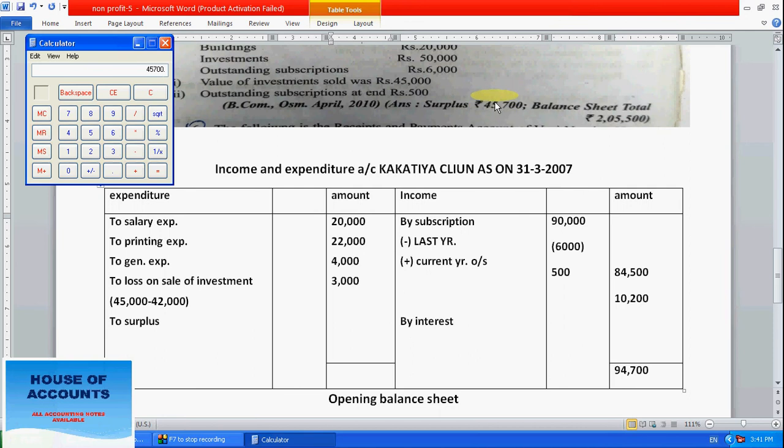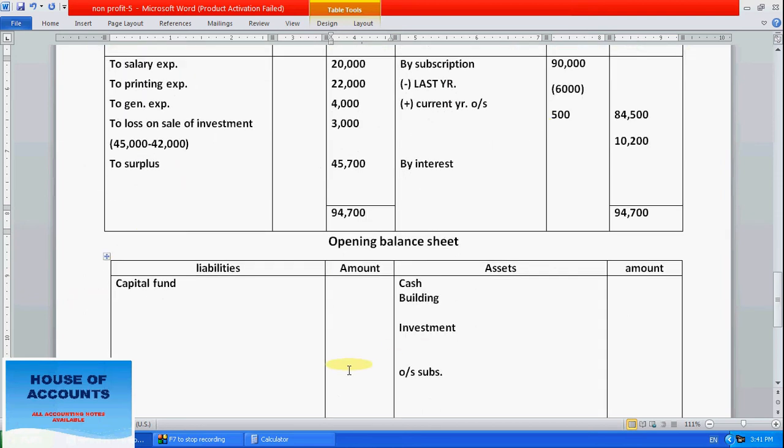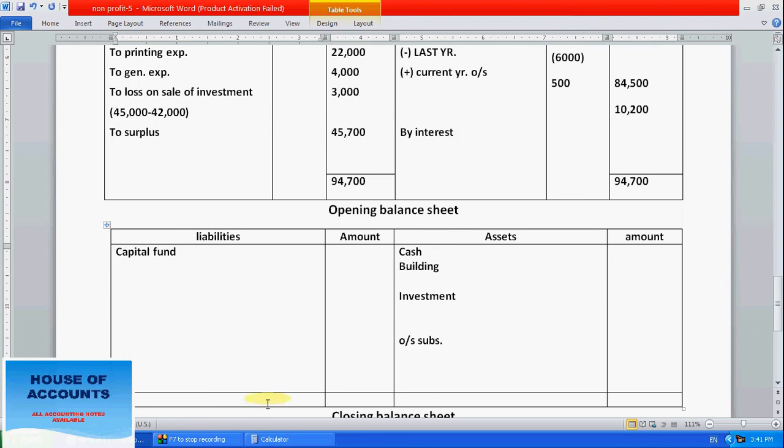45,700. How much? 45,700. See here, surplus 45,700. So we got 45,700. Okay, so this one also 94,700. Now let's go for the opening balance sheet.